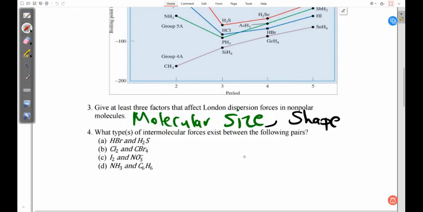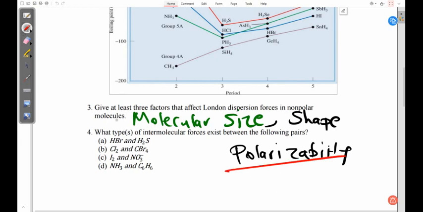Then thirdly, the polarizability of the molecules also affects the London dispersion forces. This just describes the ease with which electron clouds can be distorted. How easily can you distort the electron clouds? How easily can you move the electrons? So more polarizable molecules have stronger dispersion forces. Okay.